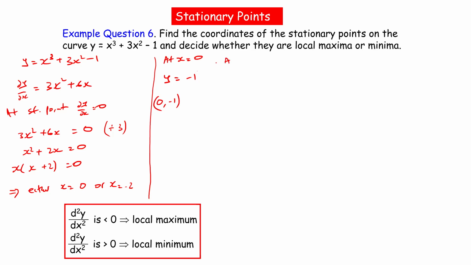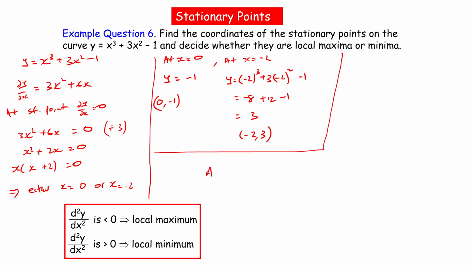And at x equals minus 2, y is going to be equal to minus 2 cubed plus 3 times minus 2 squared minus 1, which is minus 8 plus 12 minus 1, which is 12 minus 9, which is 3. So we've got coordinates here of minus 2 and 3. Now then, we want to determine whether we've got a local maxima or local minima.